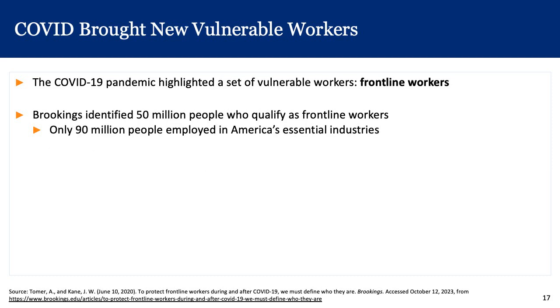The COVID-19 pandemic highlighted a special set of vulnerable workers, and that is the frontline workers. The Brookings Institute identified 50 million people who qualify as frontline workers. Only 90 million total people are employed in America's essential industries. So we had the healthcare workers, the food service and agricultural workers, public sector workers such as the trash, public health workers. These were the frontline workers who had to go to work every day during the pandemic. Obviously, they couldn't work at home, so they were the frontline workers who were most vulnerable.